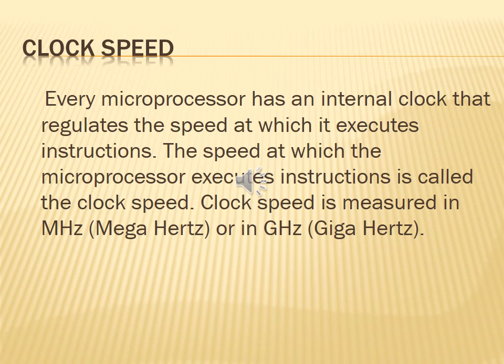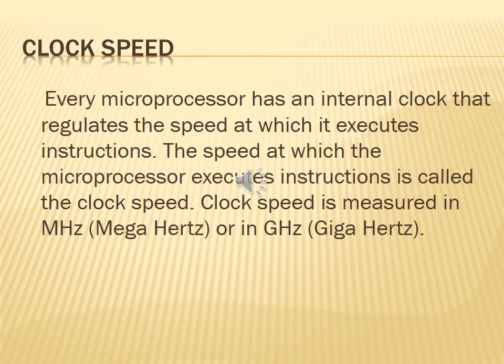Okay, that is clock speed. Every microprocessor has an internal clock that regulates the speed at which it executes instruction. The speed at which the microprocessor executes instruction is called the clock speed. Clock speed, you should mark the line. Clock speed is measured in megahertz or gigahertz. Okay, you should write.